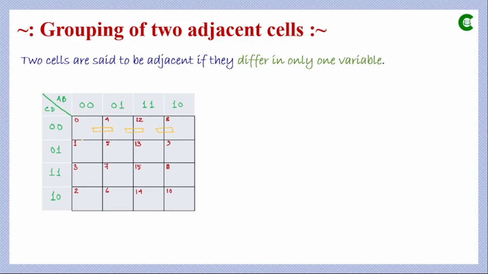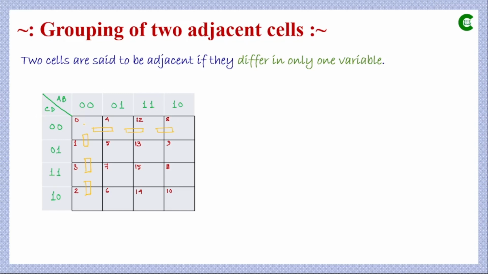And if we go vertically, then 0 and 1 can be grouped together, 1 and 3 can be grouped together, as well as 3 and 2. So these 3 are possible groups for the first column, and that is also applicable for all other columns. But here I will not be talking about all the groups which are possible horizontally or vertically. These are valid groups, but here I will be talking about some special groups which will be formed by the boundary cells, as we have seen in the last case.